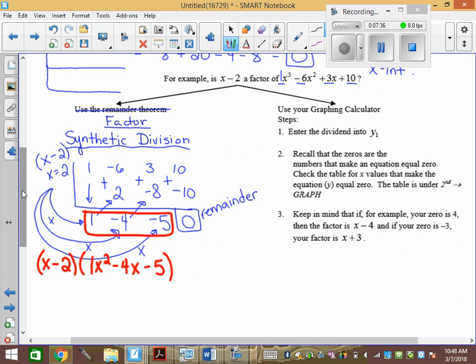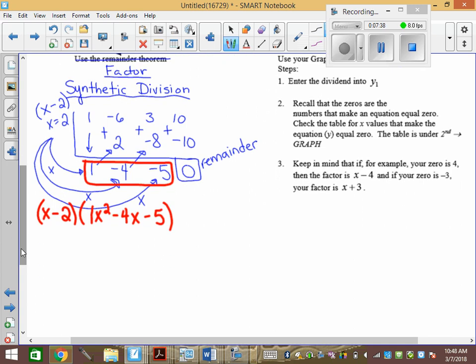We agree? So what have we not broken down yet? X squared minus 4x minus 5. So off to the side, I'm going to do x squared minus 4x minus 5.